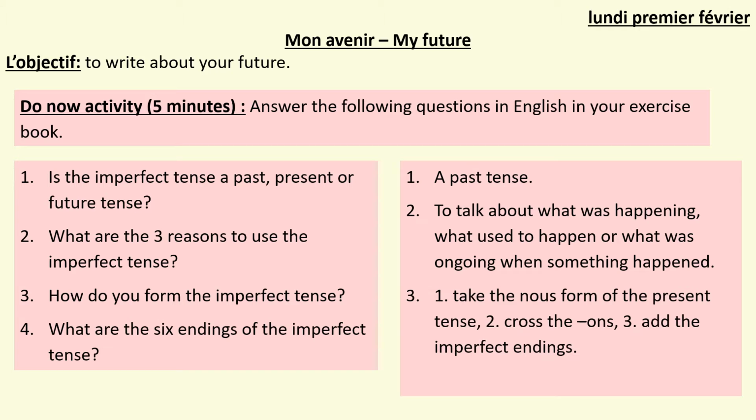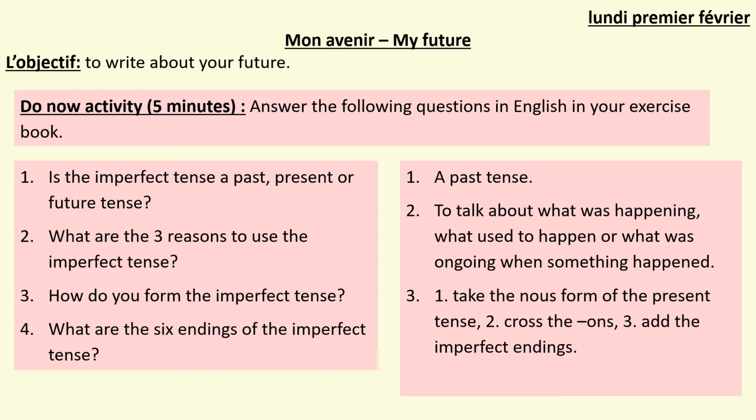3. How do you form the imperfect tense? Well, first of all, you take the nous form of the present tense of the verb. The second part is to cross the ONS out. And then the third is to add the imperfect endings to that verb.